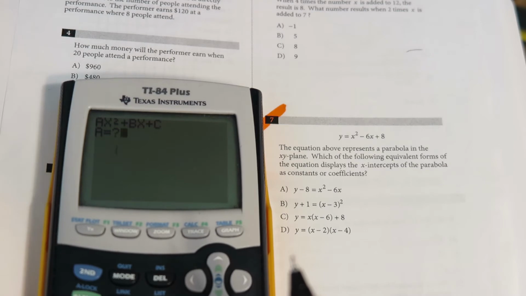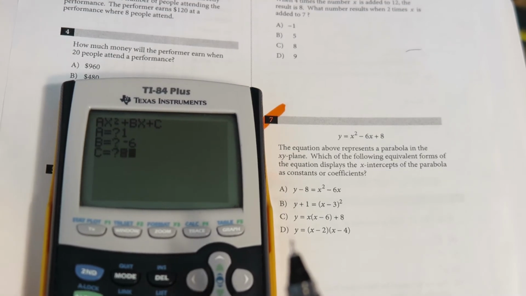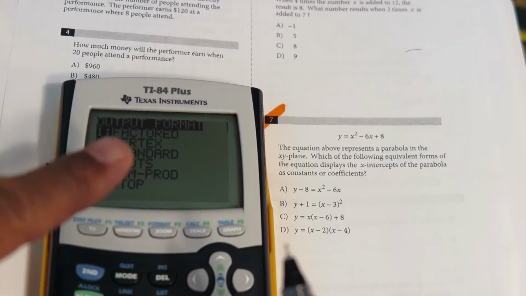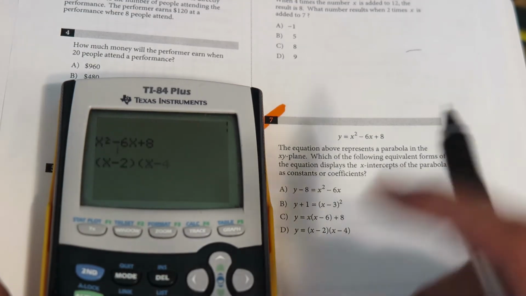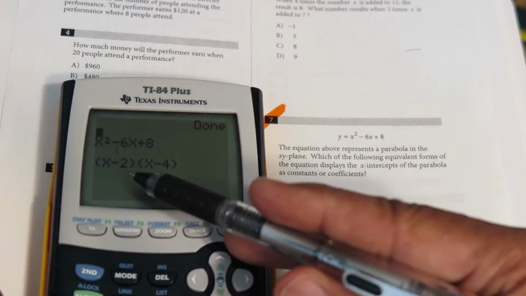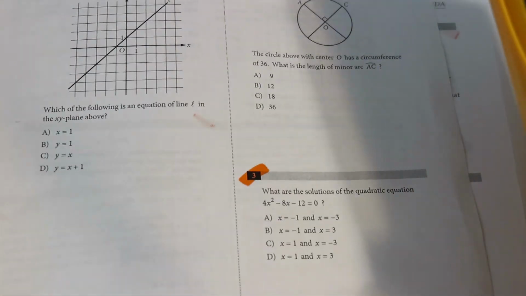We're going to enter the coefficients: 1 for A, -6 for B, and 8 for C. And then we're going to choose option 1 because we want it in the factored form, and it's x minus 2, x minus 4. Got it. Let's see. What else do I want to show?